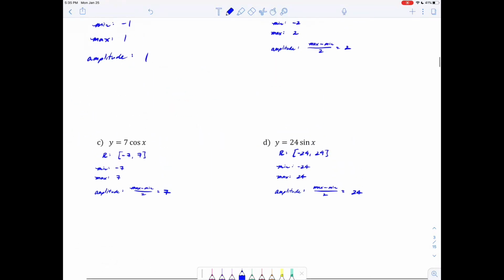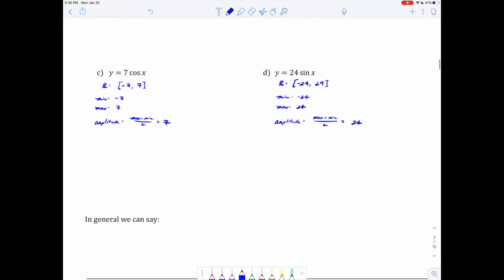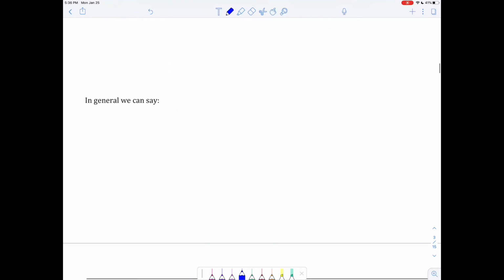And we're probably detecting something here. We had 1 sine x, it went -1 to +1, had an amplitude of 1. We had 2 cos of x, went -2 to +2, we had an amplitude of 2. For 7 cos of x, we had amplitude of 7. For 24 sine x, we had amplitude of 24. So we can make a general statement.